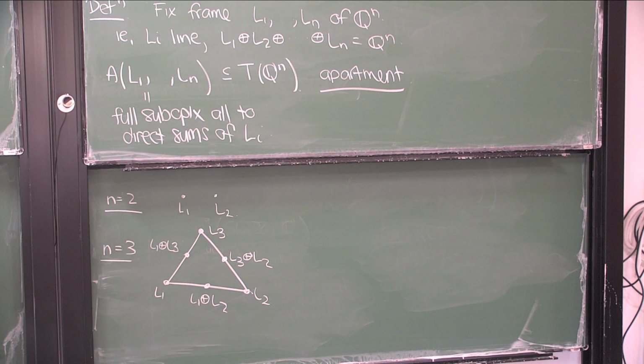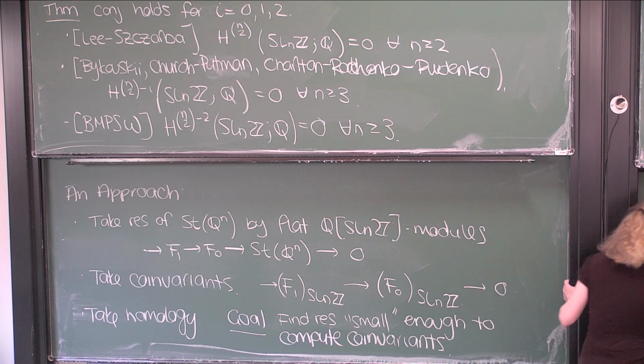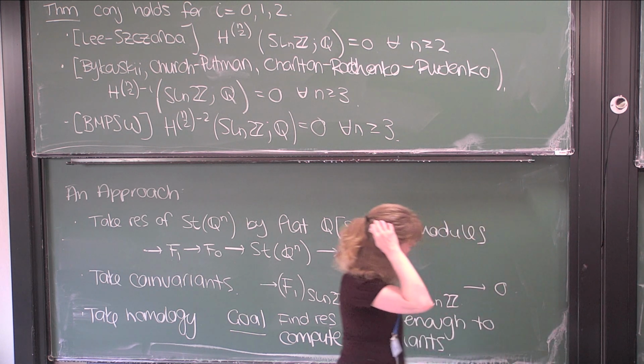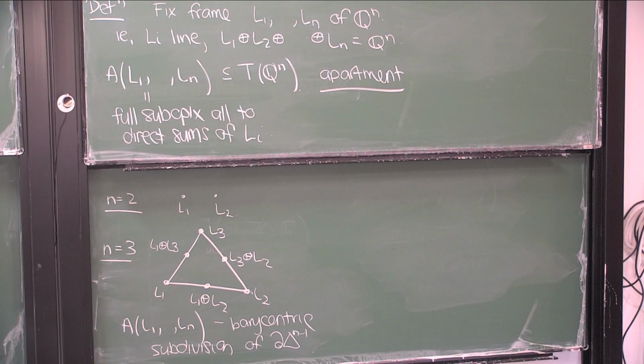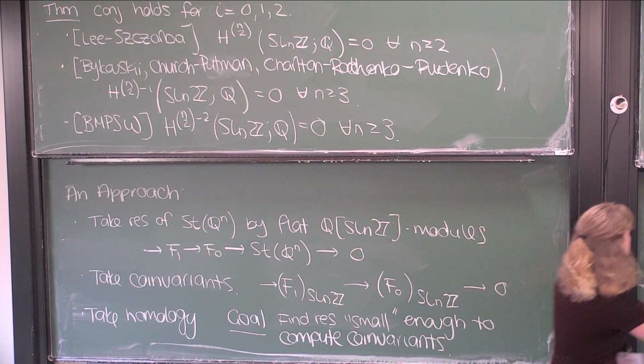Okay. And in general, it's not hard to check that these subcomplexes are simplicially isomorphic to the barycentric subdivision of the boundary of an (n-1)-simplex. So topologically they're spheres. These are the Coxeter complexes of type A. Okay. Great.